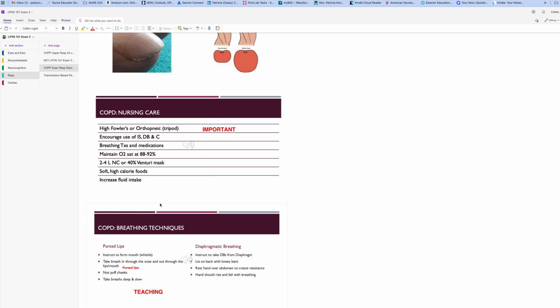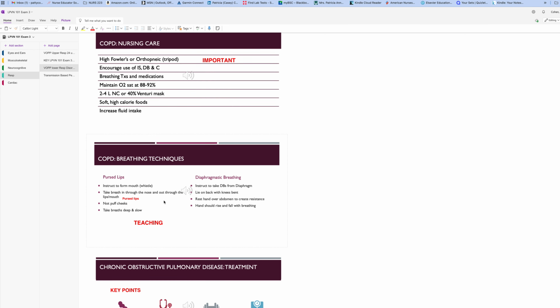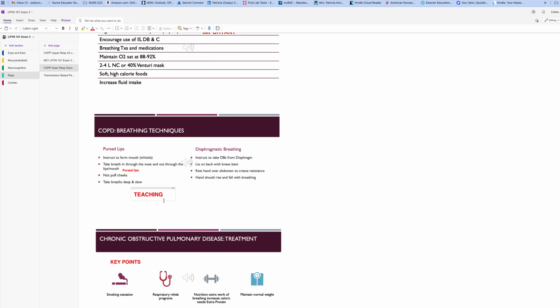Maintain the O2 sat of 88 to 92%, which is good, right? You want to make sure that the oxygen you use, and usually a nasal cannula, is within 2 to 4 liters. You don't want to go over that because that'll decrease their hypoxic drive. 40% Venturi mask is also good. Venturi mask is the most accurate way to give oxygen. Soft, high-calorie foods, make sure you're increasing their fluid intake. And also humidified oxygen is a good strategy to thin secretions.